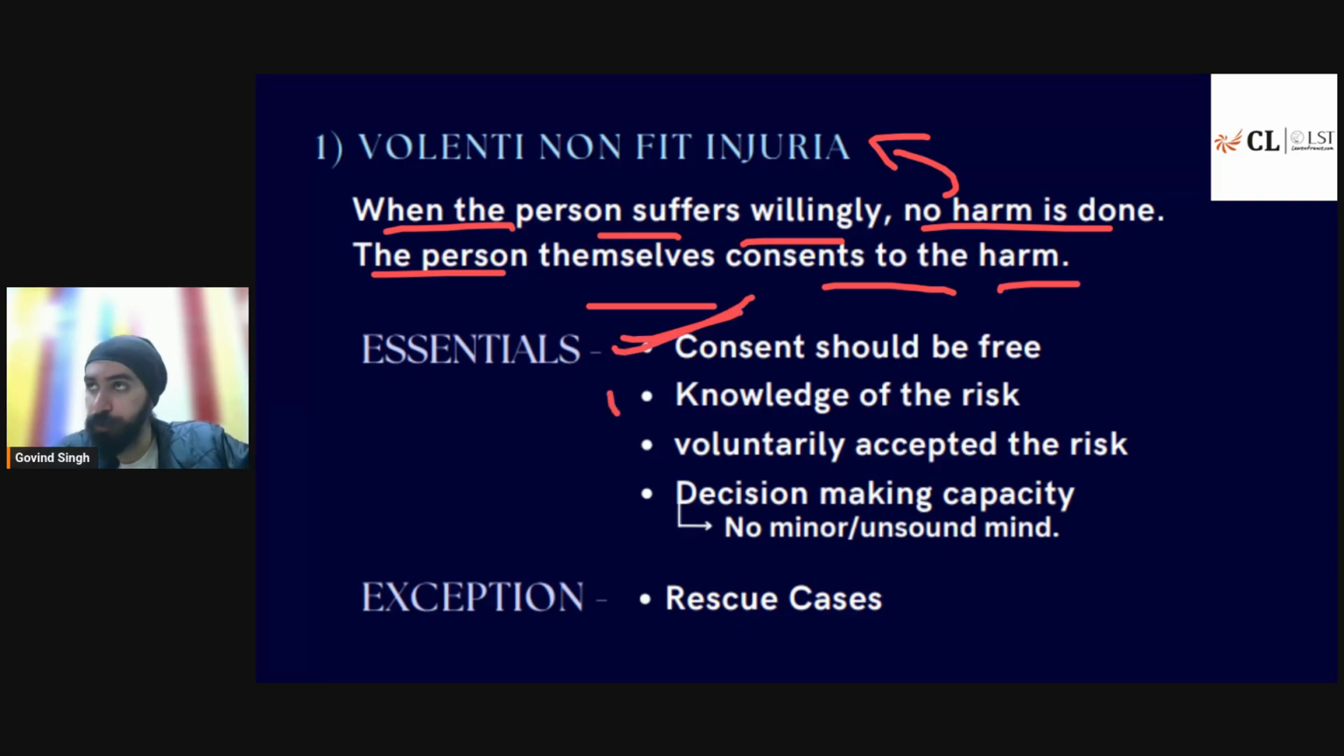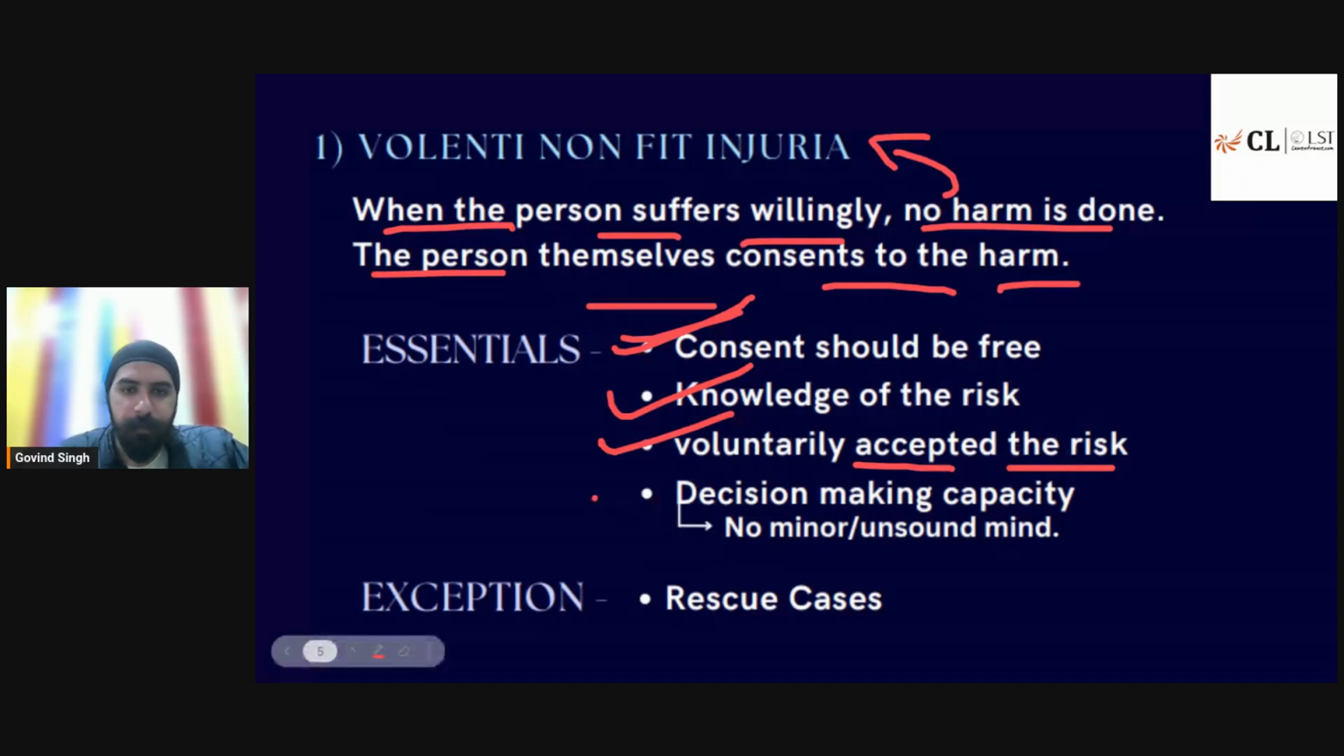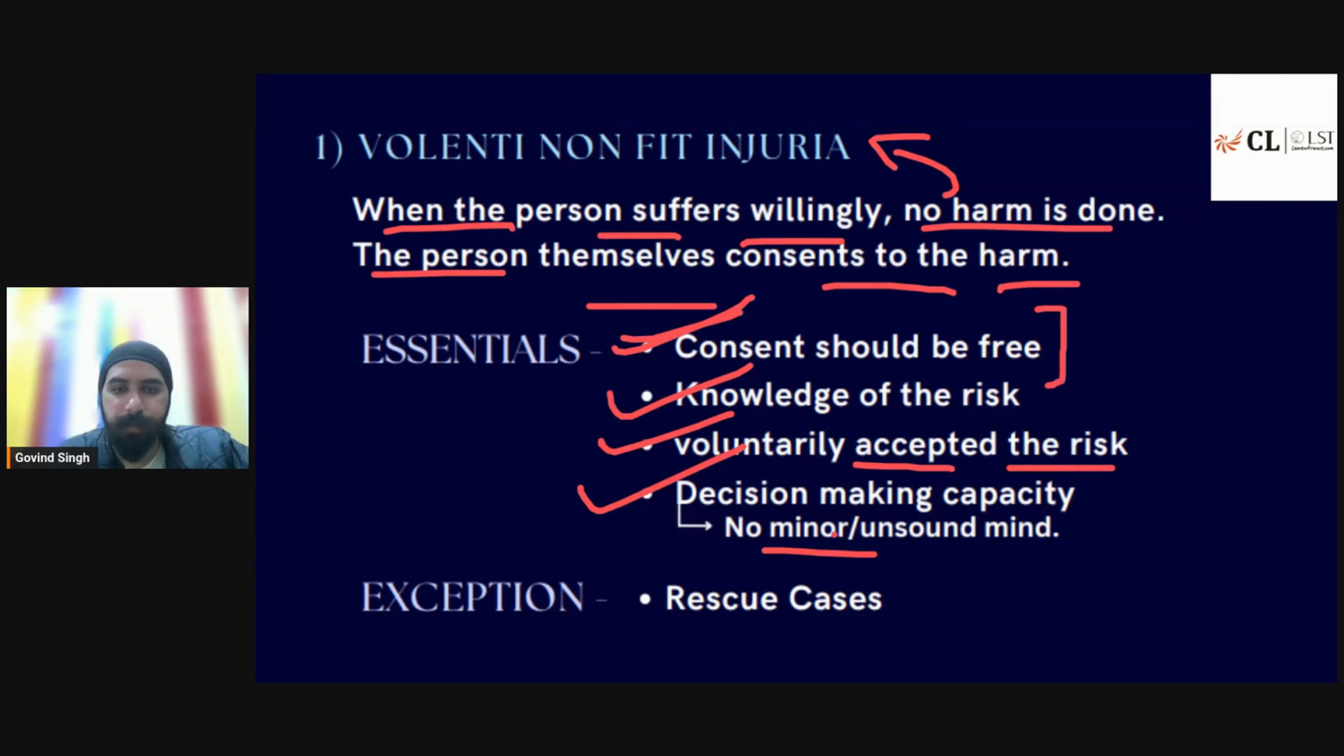You should have the knowledge of the risk. If you are not having the knowledge of the risk, then of course you can claim that I did not know that this might possibly happen. Then you should have voluntarily accepted the risk. If you would have not voluntarily accepted, then again you can claim damages. Then there should be decision making capacity. That is, again, your consent should not be as a minor or from a unsound mind. Because you need to be a major and a person of a sound mind.